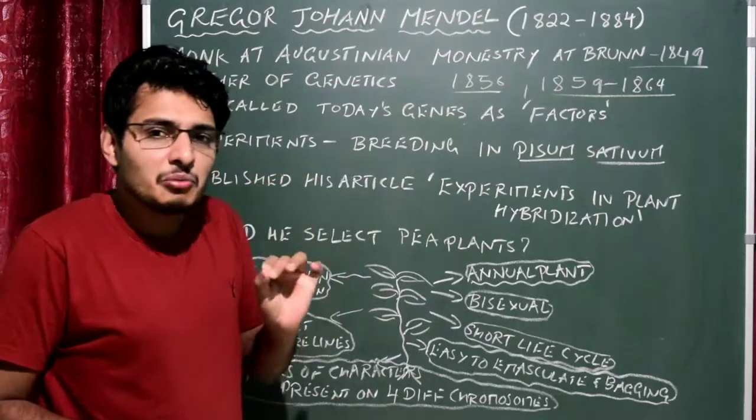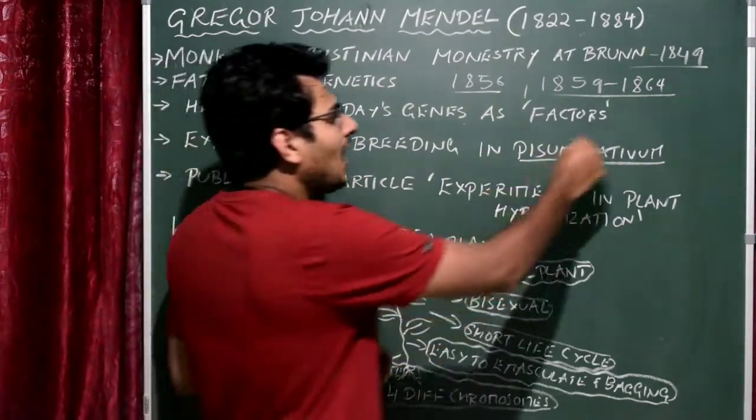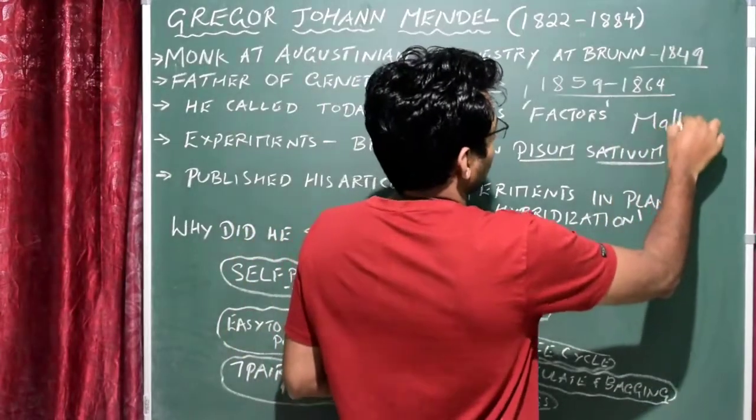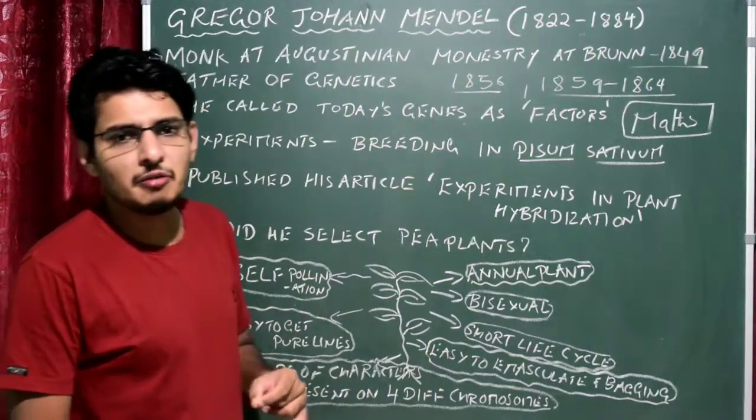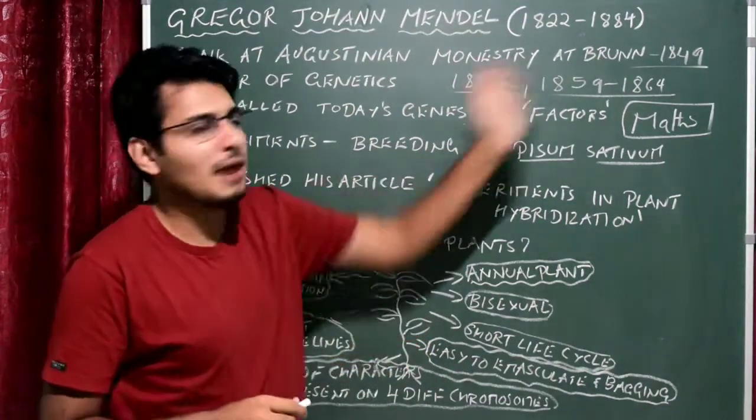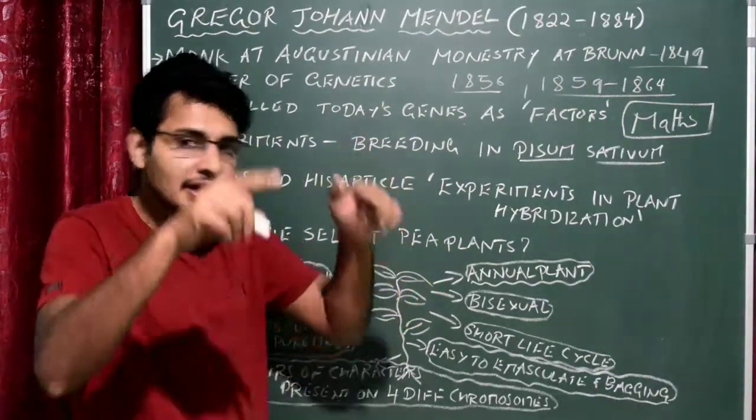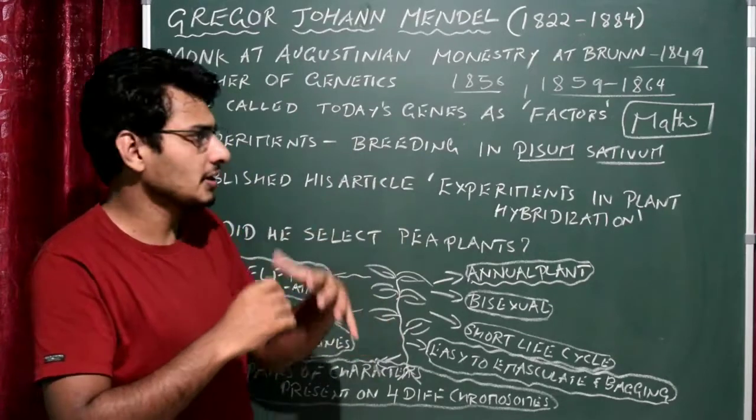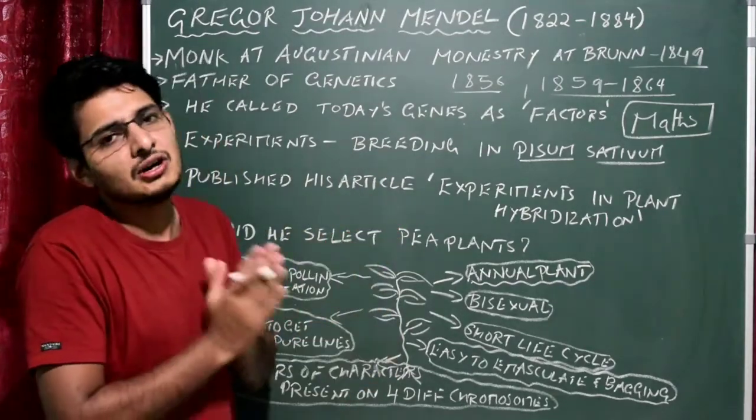But one thing to remember, he was the first person to use maths in biology. Whatever experiments he did on Pisum sativum, he used to make a record of them. That is nothing but using maths. Then he used to analyze it. I'll tell you how exactly he used it. He analyzed it, then wrote down all his results.